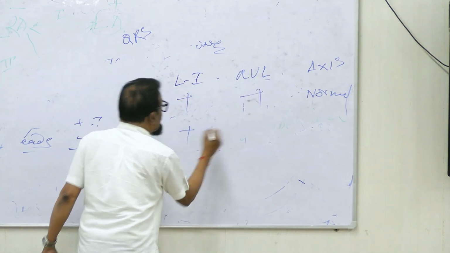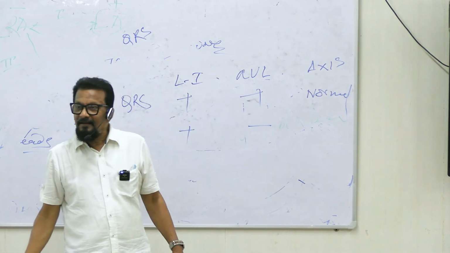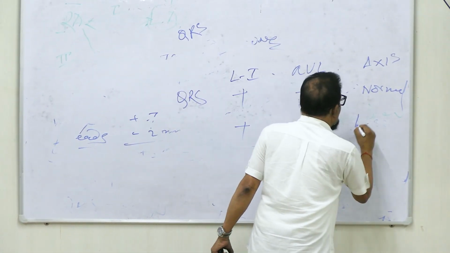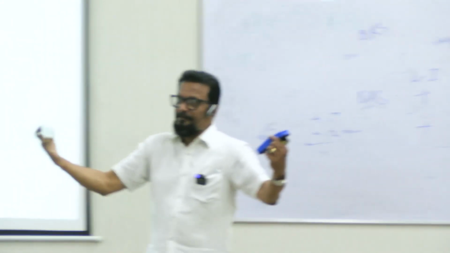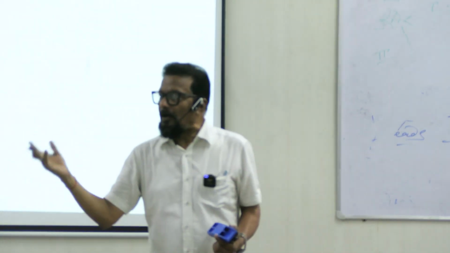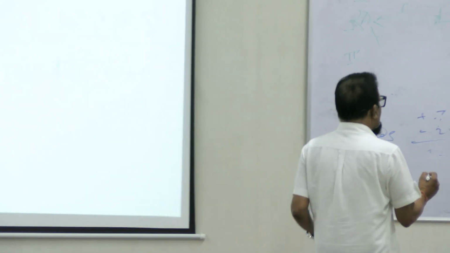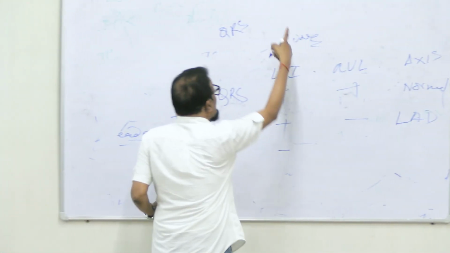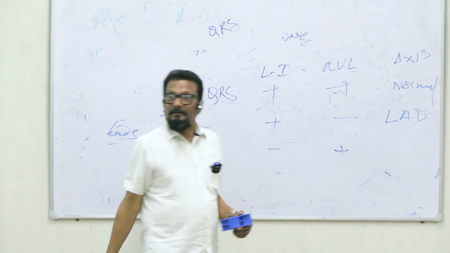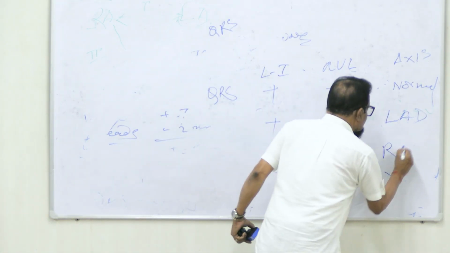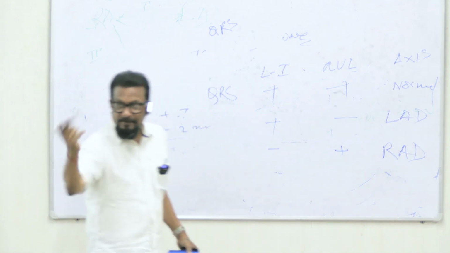If in lead 1 it is positive, but in aVF it is mainly negative, then there is LAD, left axis deviation. Simply by looking at this, you can determine whether LAD or RAD is there. And if it is mainly negative in lead 1 and positive in aVF, then it is RAD. I will give one example, and you have to determine what type of deviation it is. I will give an actual figure.